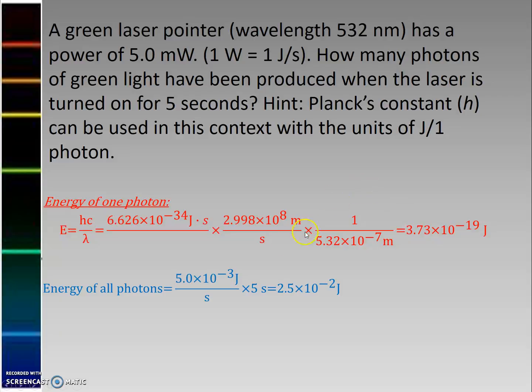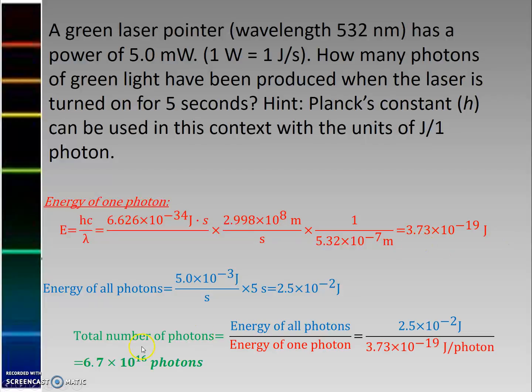What we know is that we took this powered laser, right? 5 times 10 to the negative 3 is 5 milliwatts, and joules per second is how we break down a watt. And if I multiply that by the 5 seconds that I leave it on, I get a total energy of 2.5 times 10 to the negative 2 joules. Okay, if I know the total energy of all the photons, and I know the energy of a single photon, then it's very easy from that point to just get the total number of photons that come out.